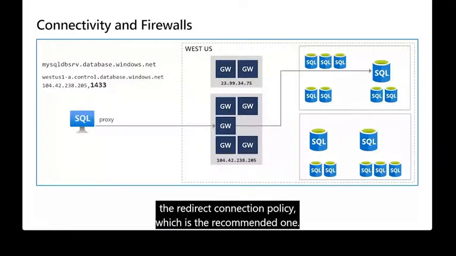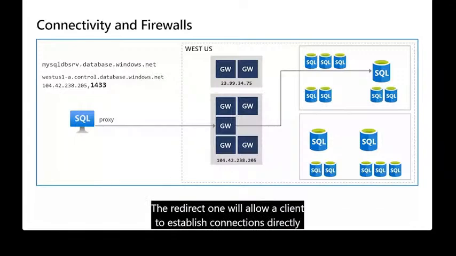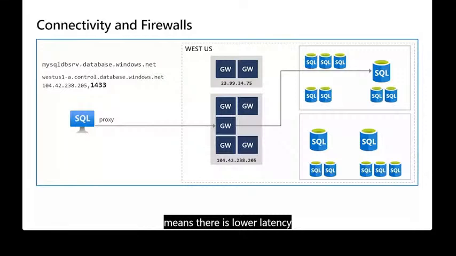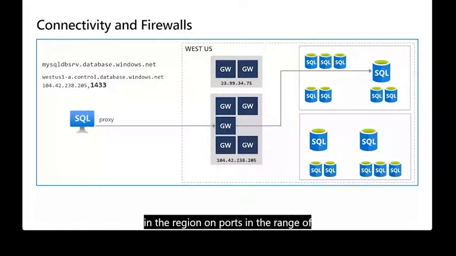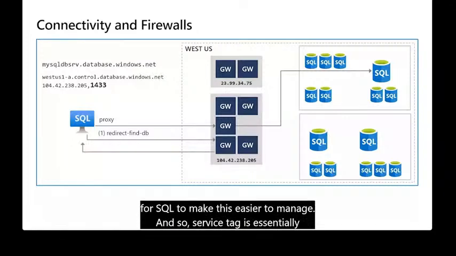So there is the redirect connection policy, which is the recommended one. The redirect one will allow a client to establish connections directly to the node that's hosting the database, which means there is lower latency and higher throughput. Now, for connections to use this kind of connection policy mode, the client needs to allow outbound communication from the client to all Azure SQL IP addresses in the region on ports in the range of 11000 to 11999. We can also use service tags for SQL to make this easier to manage.